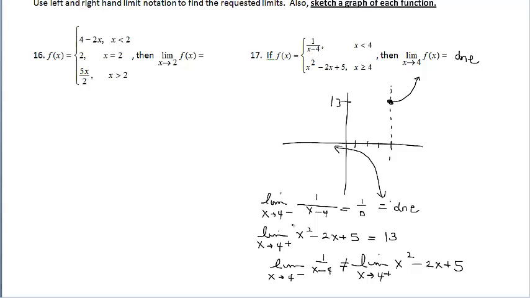Okay, so that concludes finding limits that fail to exist, and at least talking about how to verify or explain that they don't exist.